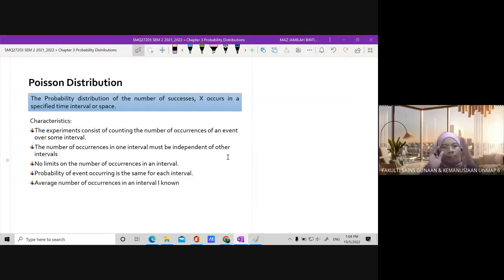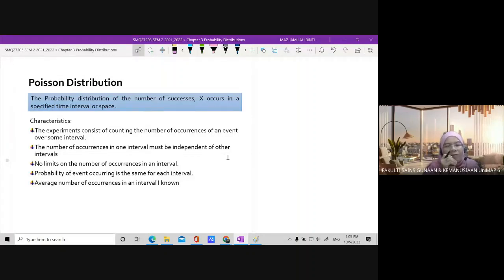For the definition of Poisson distribution, we can easily say it is the probability distribution for the number of successes X occurring in a specified time interval or space. So if you get a question with additional information mentioning a certain space, distance or interval, that means it is most probably talking about the Poisson distribution.